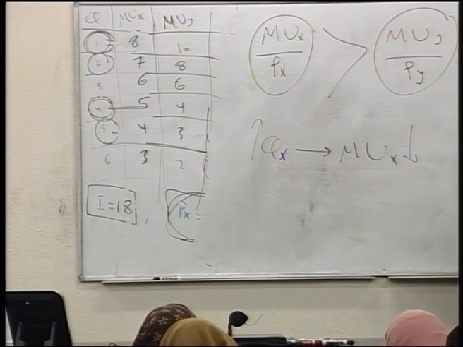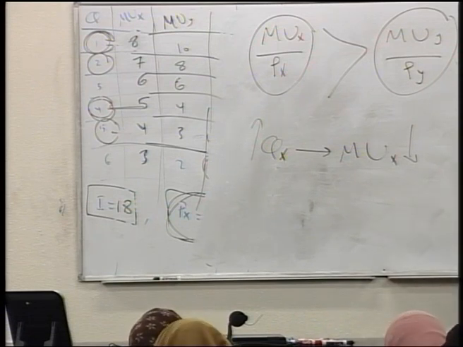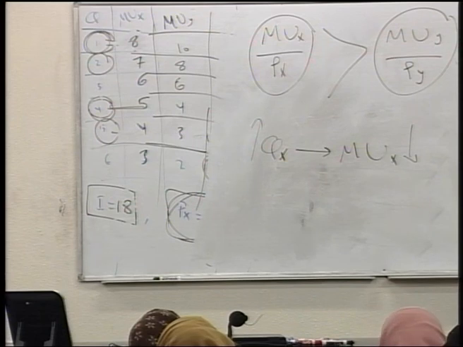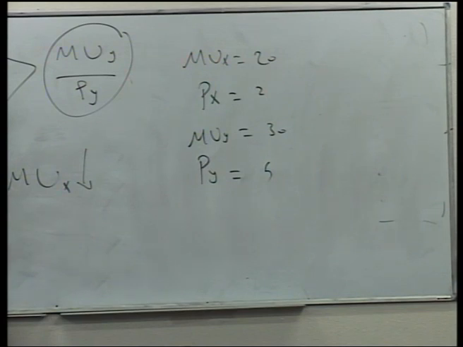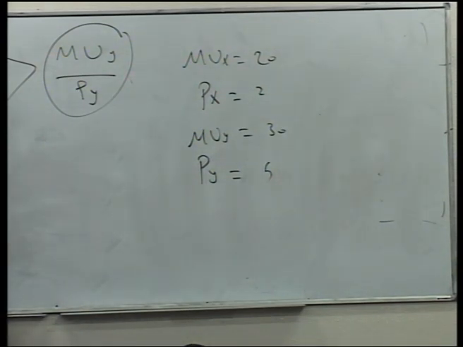MUY equals 30, and price of Y equals 5. Okay, 5. In this example, what do you see? The marginal utility of X over PX: MUX 20 over the price of X 2. What about MUY over PY? MUY 30 over 5. 10 is bigger than 6.